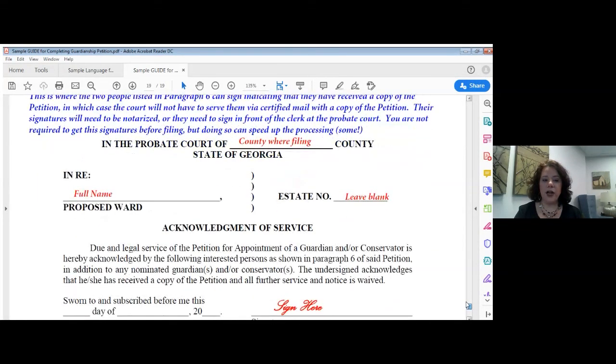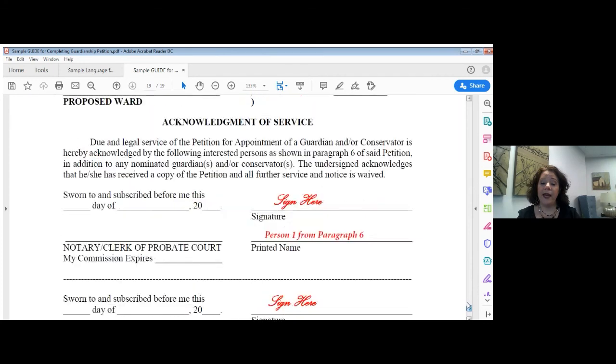Now, this is your acknowledgement of service. So this is what I was talking about, where we have our people who have to be notified of the court, notified of the filing of the petition. So if you just list those people there, the court will go ahead and send a copy of the petition to those people via certified mail. That's how they'll get served. Or in lieu of that, you can have them go ahead and acknowledge.